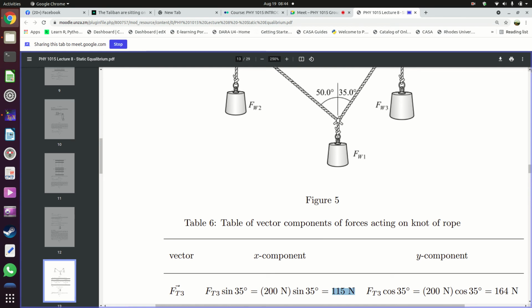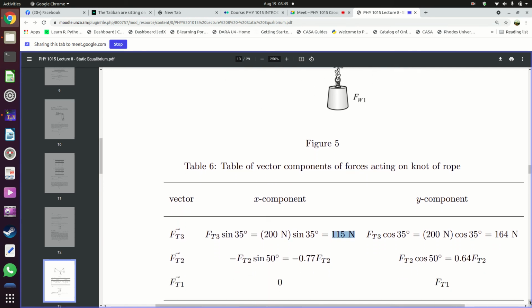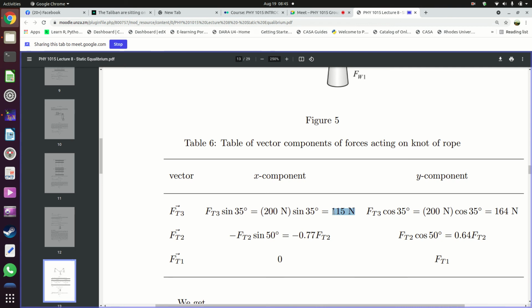So 200 newtons times cos 55 degrees. You're going to find is the same as what we have here. You try it with the calculator. So I have 115 newtons, but if you do 200 newtons cos 55 degrees, it will give you 114.7, which is roughly just 115. Are we clear?